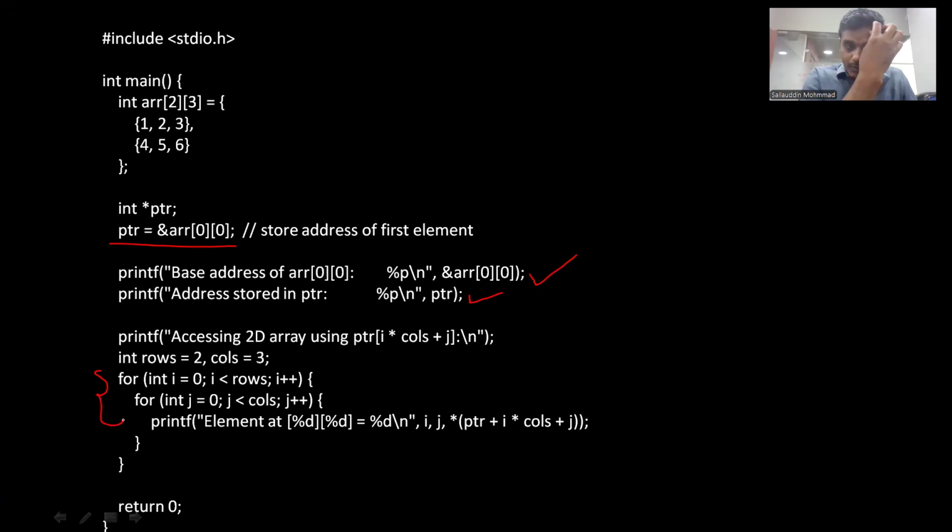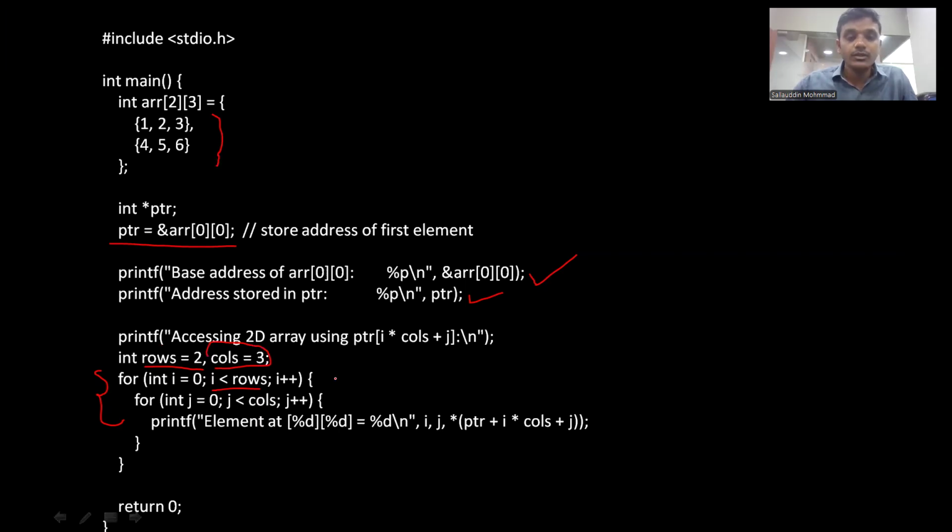A two-dimensional array can be accessed by using a nested for loop. Here, i refers to the rows. How many rows do we have? Two rows are there, because according to our analysis we have two rows and three columns. So the column value is three. This is the column variable, and this is the row variable.